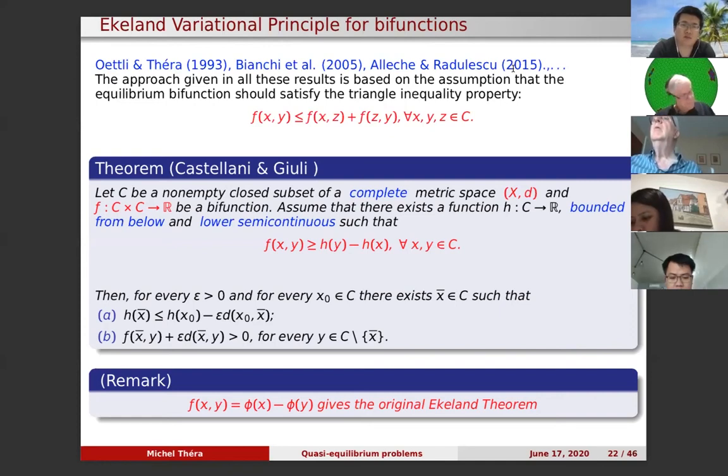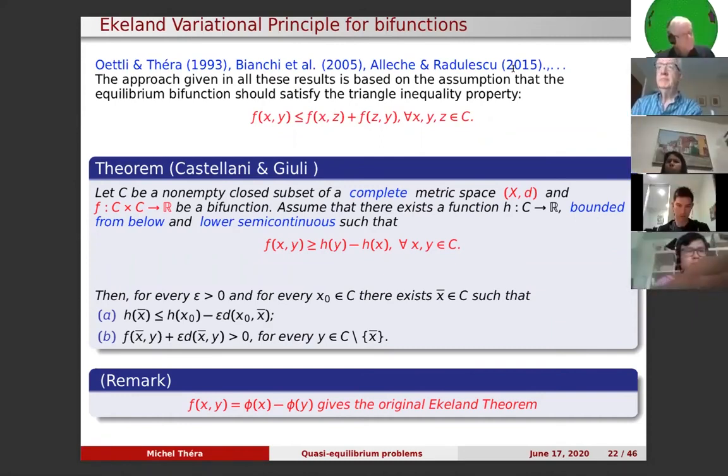It is the following. If C is a non-empty closed subset of a complete metric space X, d, and F is a bifunction defined on C times C, if you assume that there is a function H bounded from below and lower semi-continuous, such that H of Y minus H of X is less than or equal to F of X and Y, for every X and Y in C, then for every epsilon strictly positive and for every X0 in C, you have X bar in C such that these two conditions A and B are satisfied.